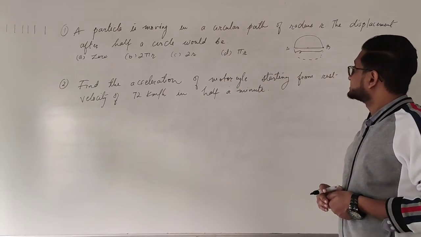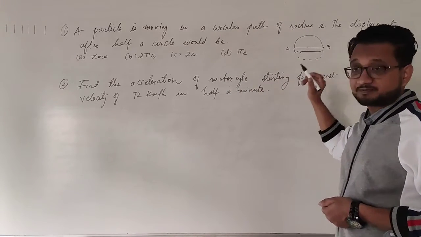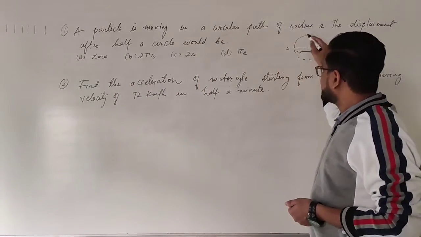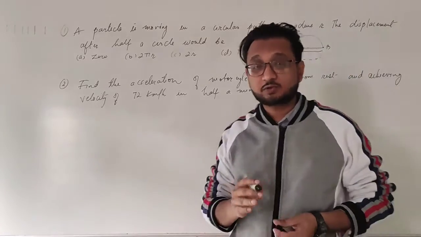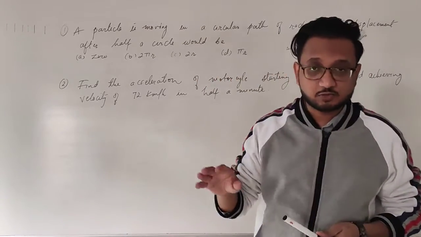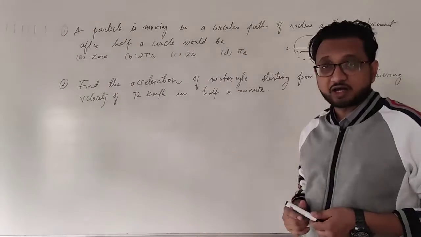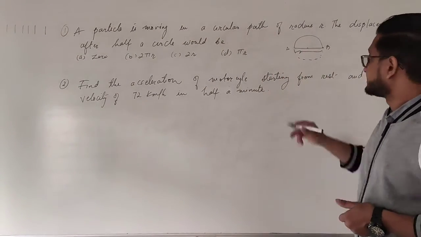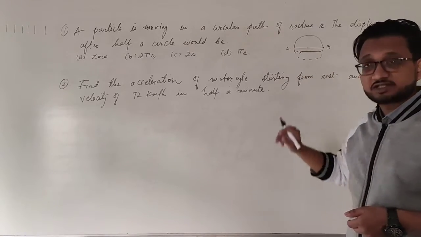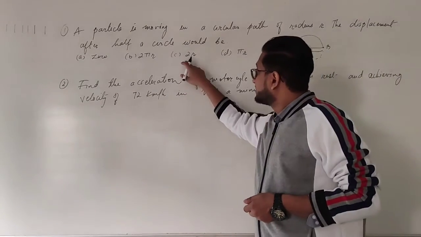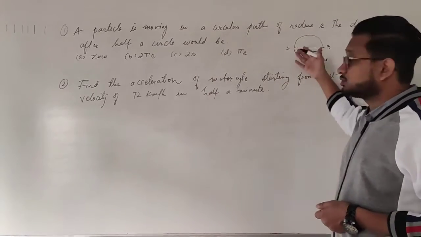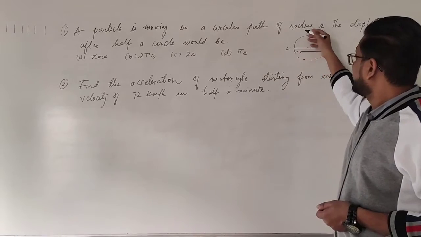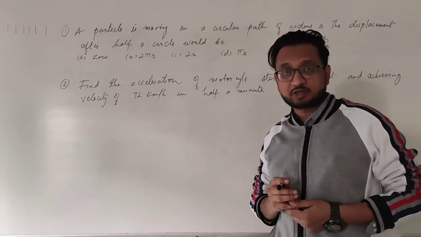So what is the distance? From here to here, the options are 0. Obviously, the particle is not coming back to the same point, and so the displacement is not 0. Okay. Second one is 2 pi r. What is 2 pi r? 2 pi r is actually the perimeter of the circle, that is, the whole of the circle. The third one is 2r, that is 2 times the radius. And the last one is pi r, that is half of the perimeter, the semicircle.